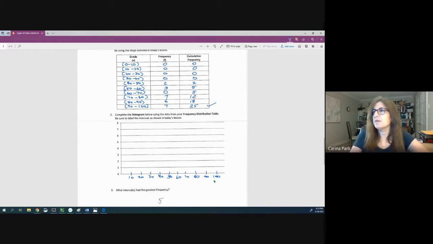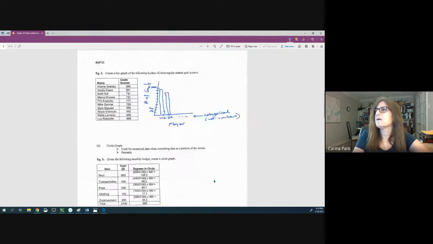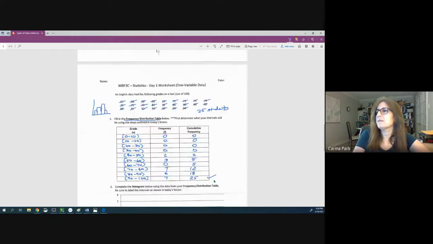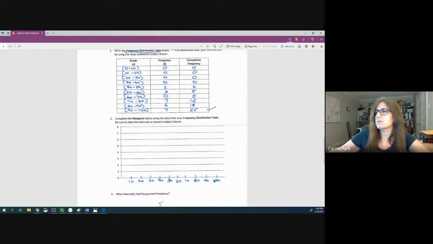Now, remember the hockey players where the label was in the middle of the bar? With a histogram, because it's ranges, the labels are going to be on the outsides of the bar. So I'm going to have a bar from 0 to 10, but oh, look, the frequency is 0. So I don't have a bar there. I don't have a bar from 10 to 20, from 20 to 30, or from 30 to 40, but I do have a bar from 40 to 50. And the bar from 40 to 50 will go up to 2.